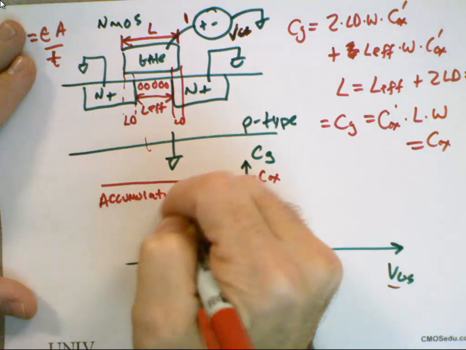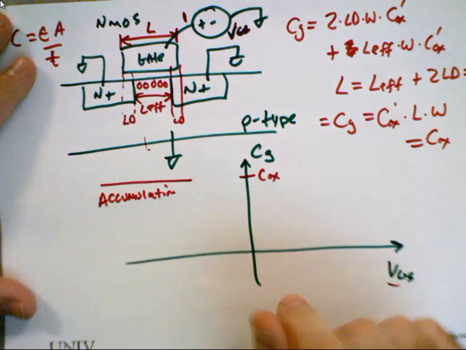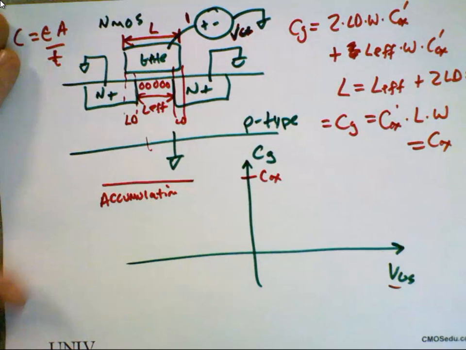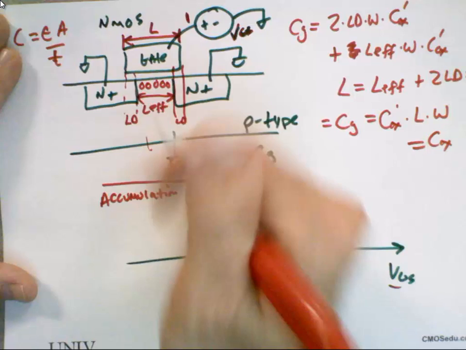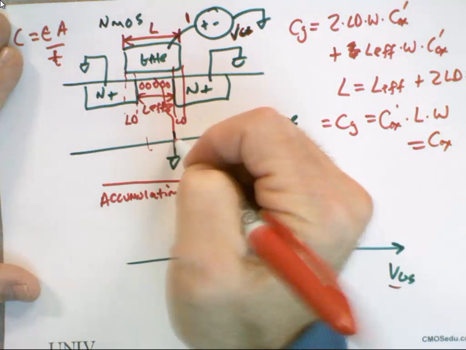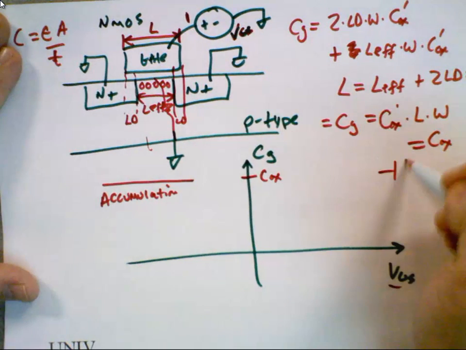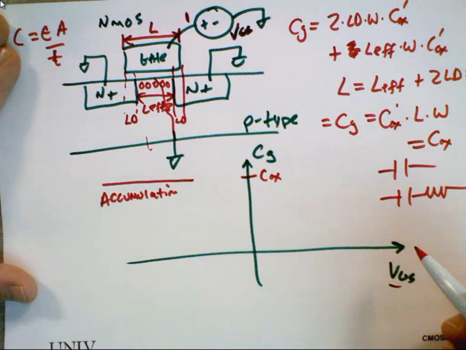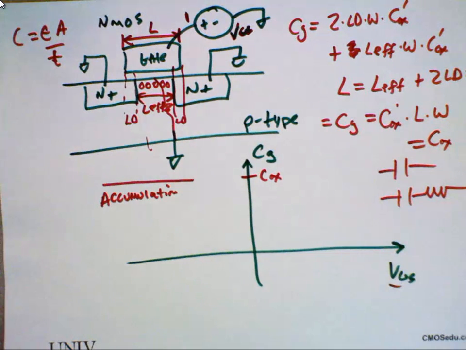Why is it called accumulation? Yeah, accumulate holes. Now, next question. Why is it a bad capacitor area? We have to charge and discharge through this substrate resistance, so it's not a good cap like this. It looks more like this. Does that make sense? Okay, so we generally don't operate the MOSFET in accumulation if we want a good capacitor.